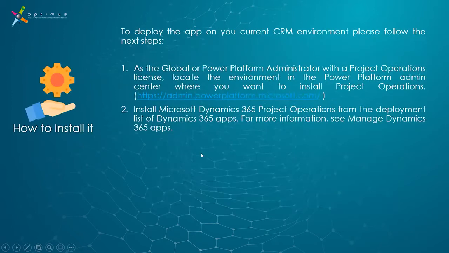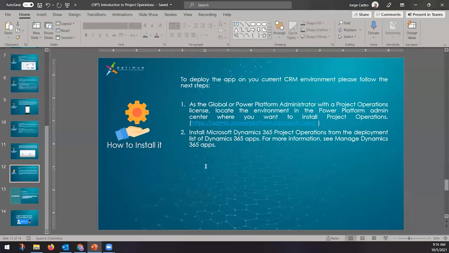So let's start with how to install the platform, how to install the model. The first thing you need to do is go to the Power Platform Admin Center, and there you're going to be able to install it. You need to be a global administrator or at least a Power Platform administrator, because if not, you are not going to be able to install that. When you enter this platform with that user, you just go to Manage Dynamics 365 Apps, and you are going to be able to install it. I will show you how to do it.